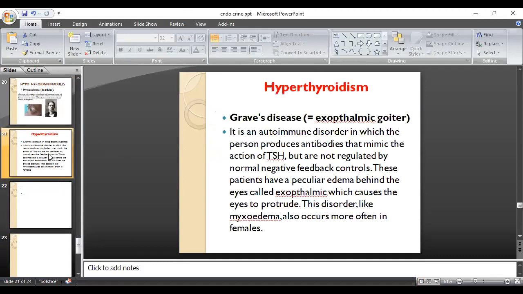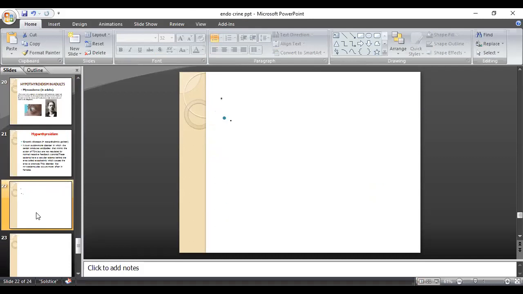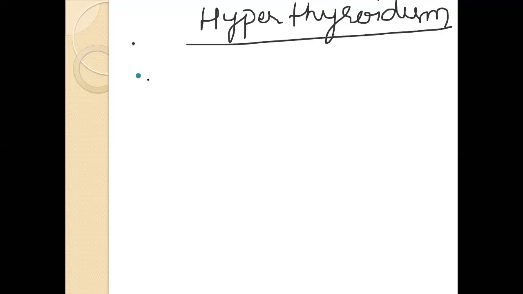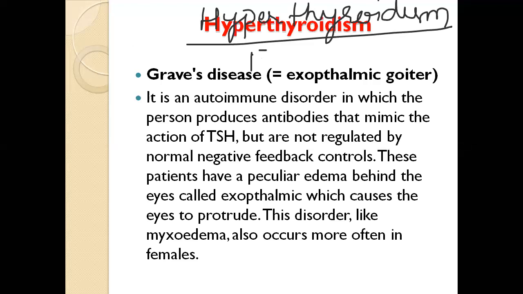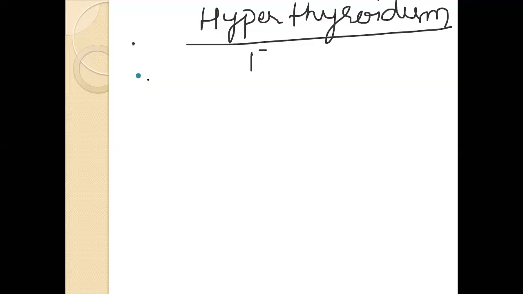Hyperthyroidism. So how does it happen in the case of exophthalmic goiter, hyperthyroidism? Why is it called an autoimmune disorder? That is what I am trying to explain. Let's focus here. Hyperthyroidism is what we call exophthalmic goiter. So why? How? So we are discussing Graves' disease, hyperthyroidism.